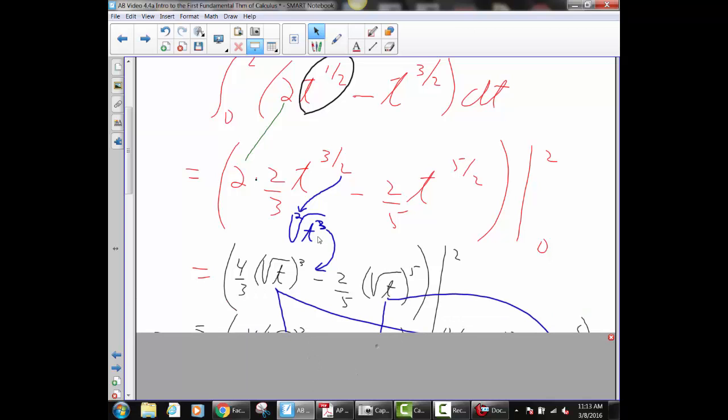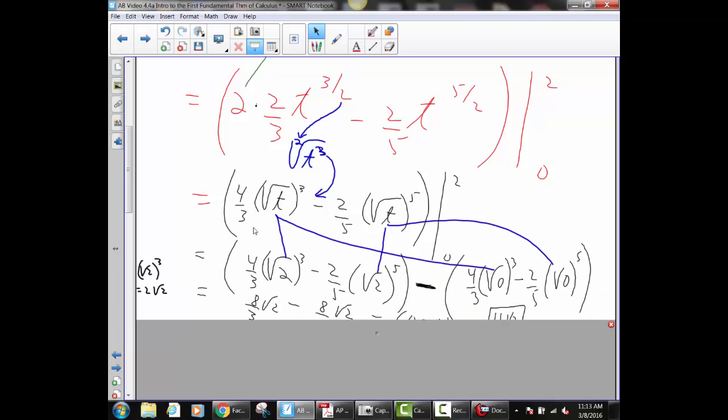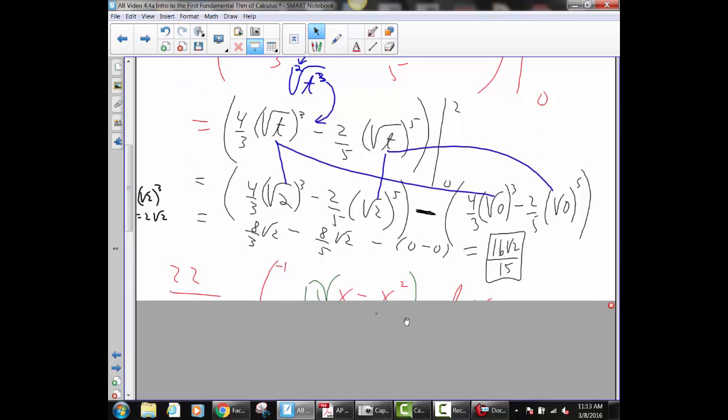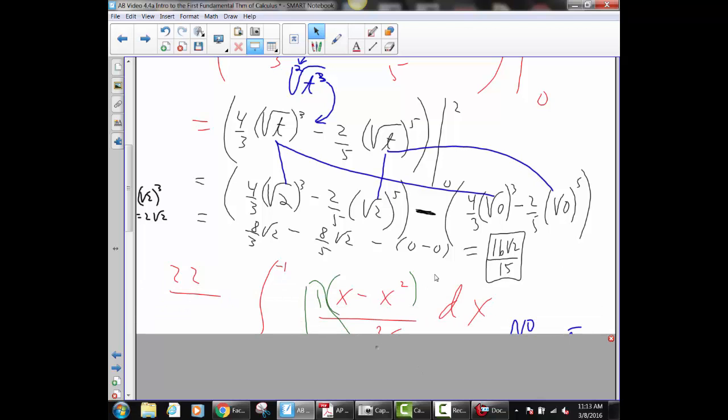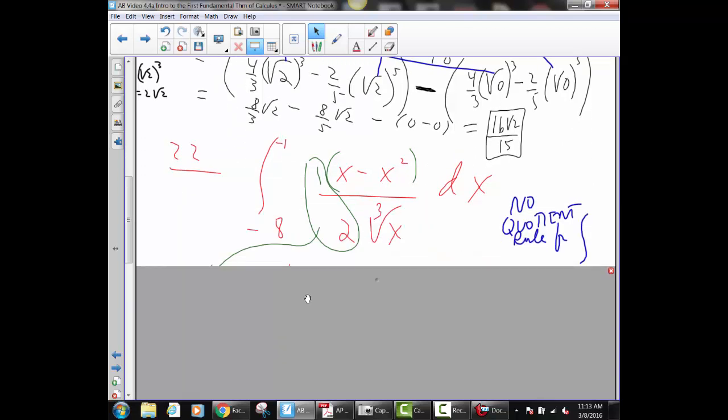So we plug in the 2 first. Actually, I'm rewriting this a little bit. I'm rewriting that as 4/3 square root of t cubed minus 2/5 square root of t to the 5th. And now I'm going to plug in the 2 here, and then minus, and then in parentheses, I'm going to replace them both by the lower limit of integration, which is 0. You'll get 16 root 2 over 15. Here's number 22.